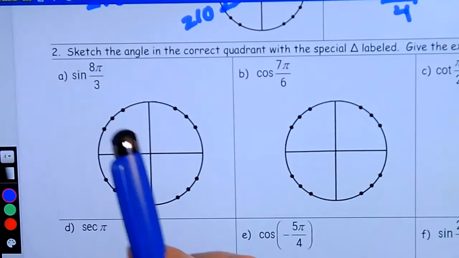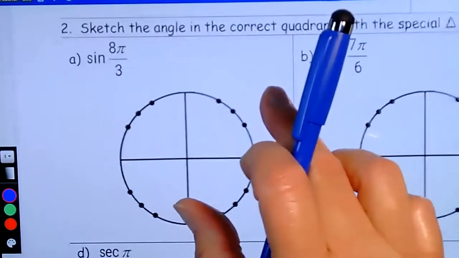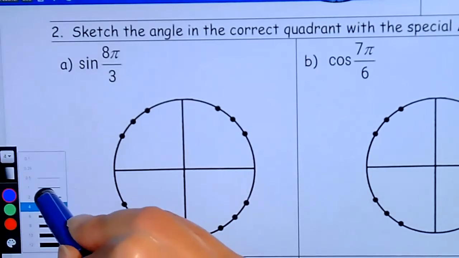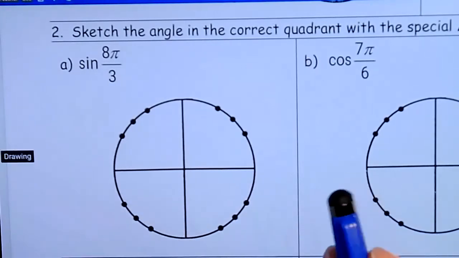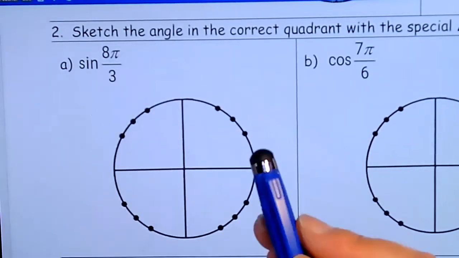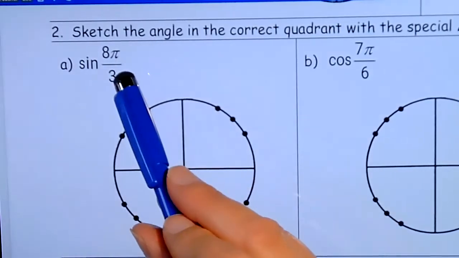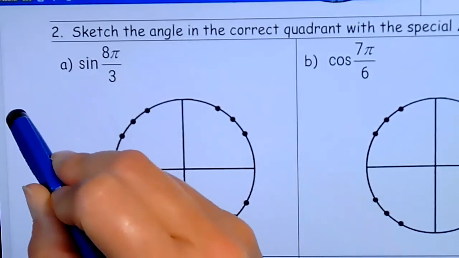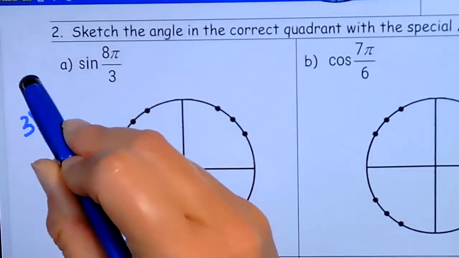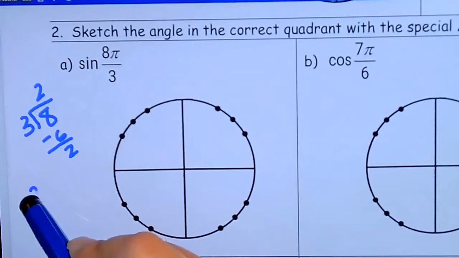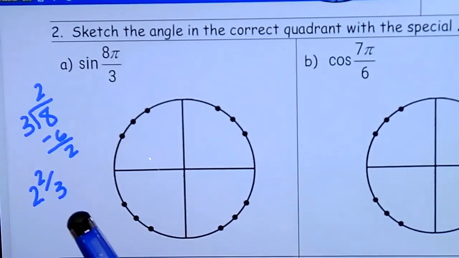On these ones here, where you're asked to draw an angle, draw the angle and then give the coordinates basically, and then answer the actual question. So we want to actually answer this. 8 pi thirds. 3 goes into 8 twice, which is 6, with 2 left over. So this is really 2 2/3.